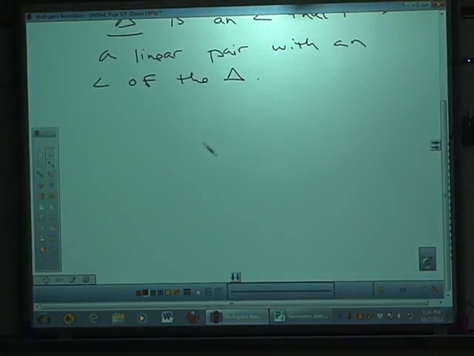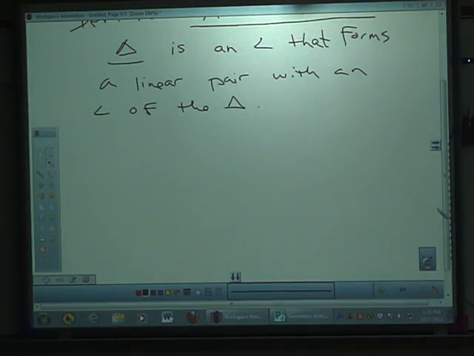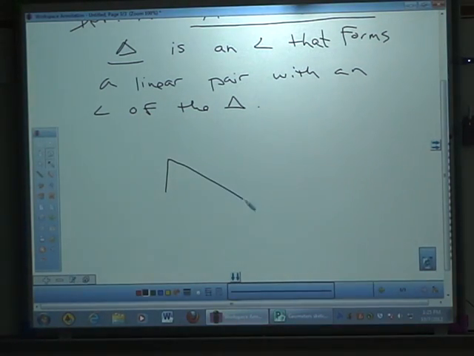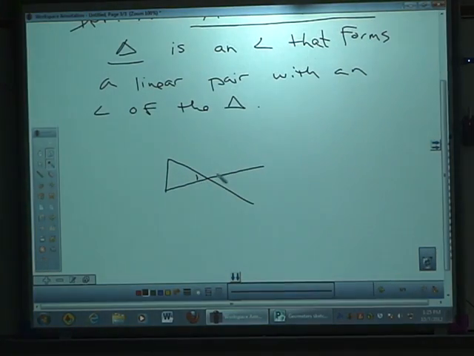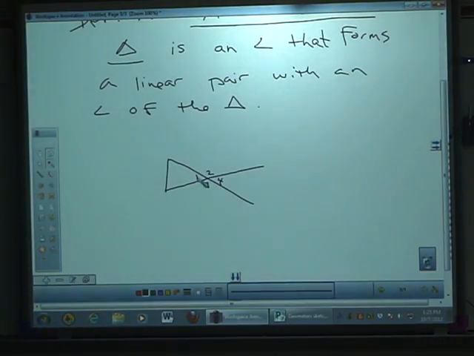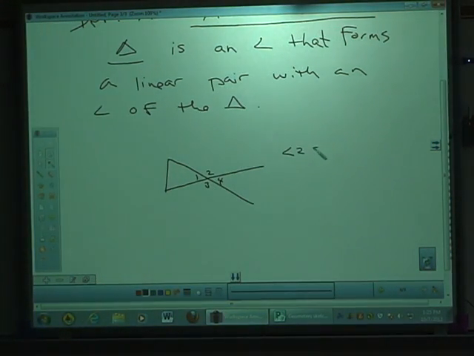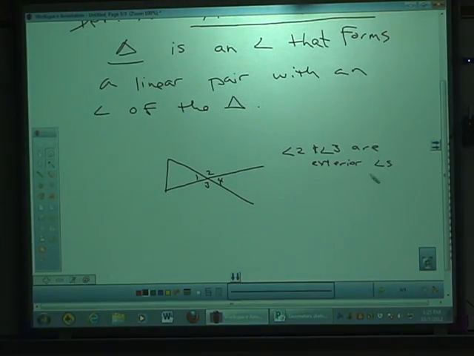Let's look at an example of this. Actually, hold on, I'll let you write this, I know I'm a little too fast there. An exterior angle is an angle that forms a linear pair with an angle of the triangle. So let's say I have some triangle, and I extend two sides of it, and here's angle 1, angle 2, angle 3, and angle 4. Now if you'll notice, 1 and 2 form a linear pair. 1 and 3 form a linear pair. So we would say angle 2 and angle 3 are exterior angles because they form a linear pair.